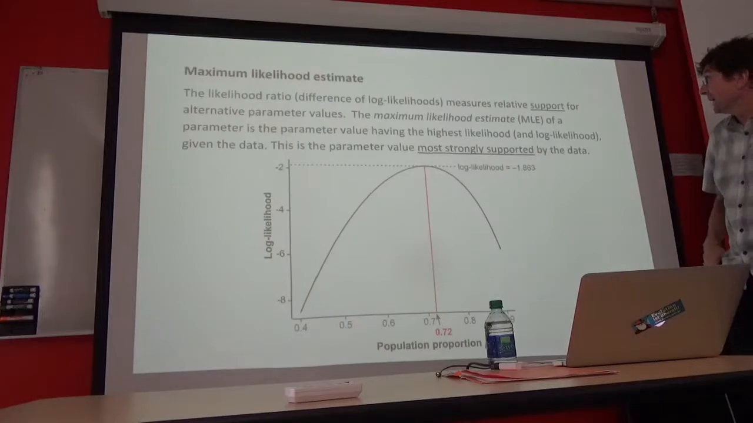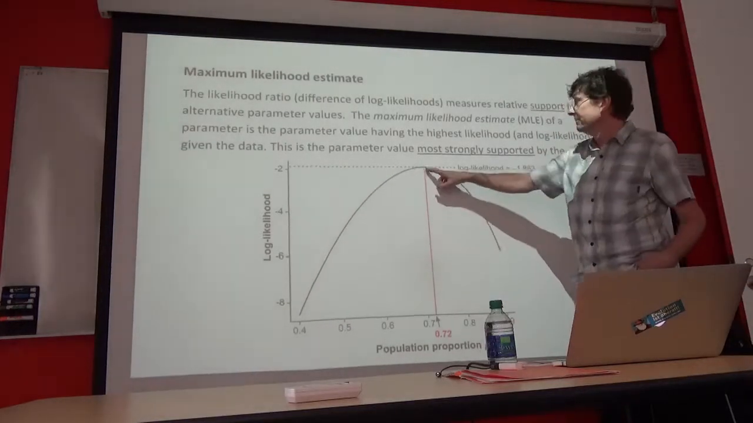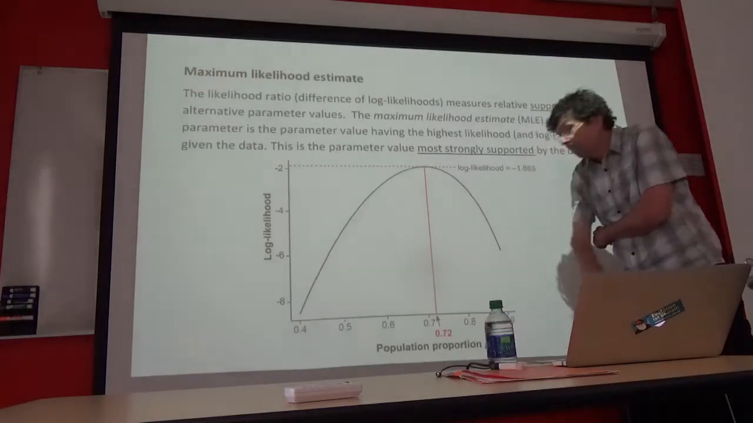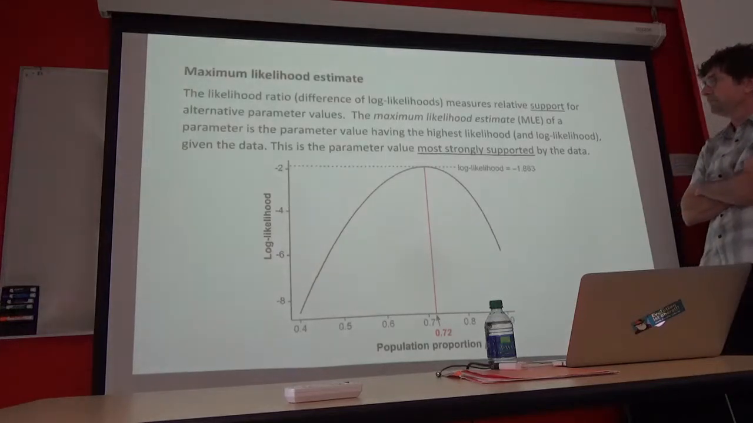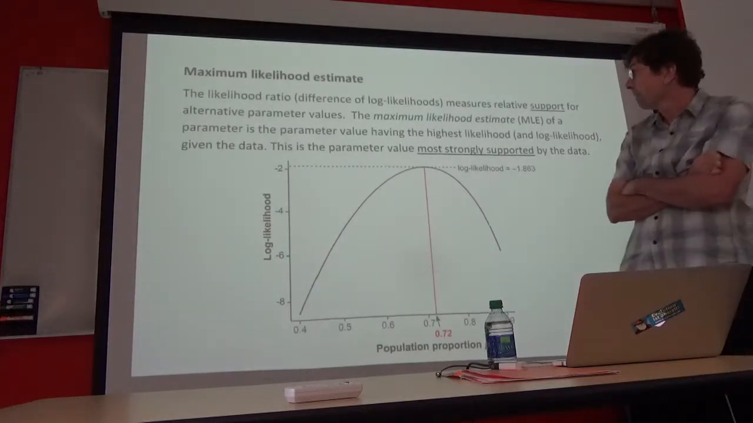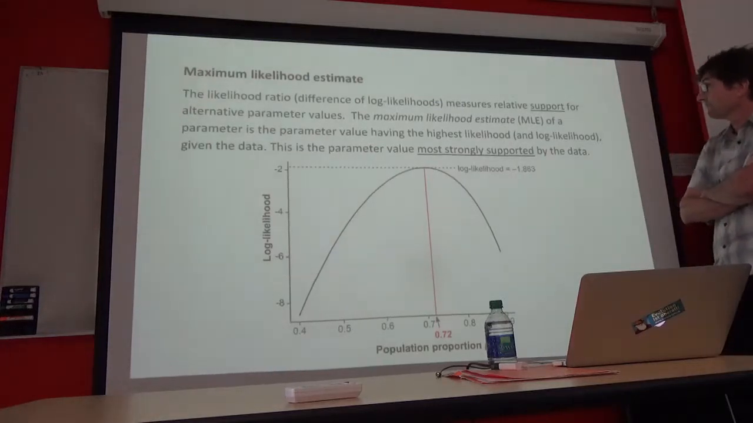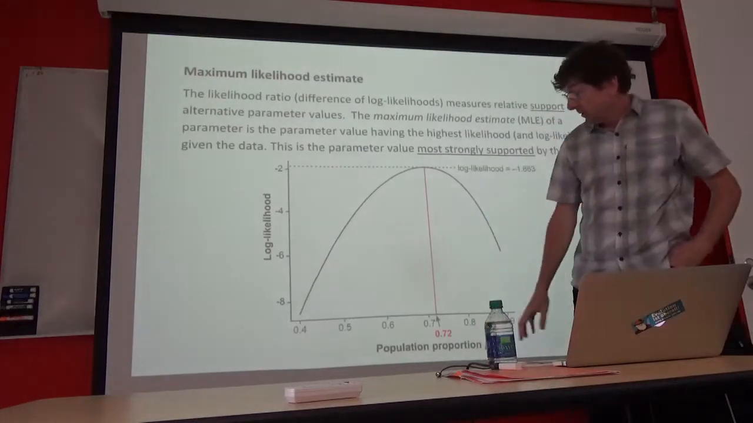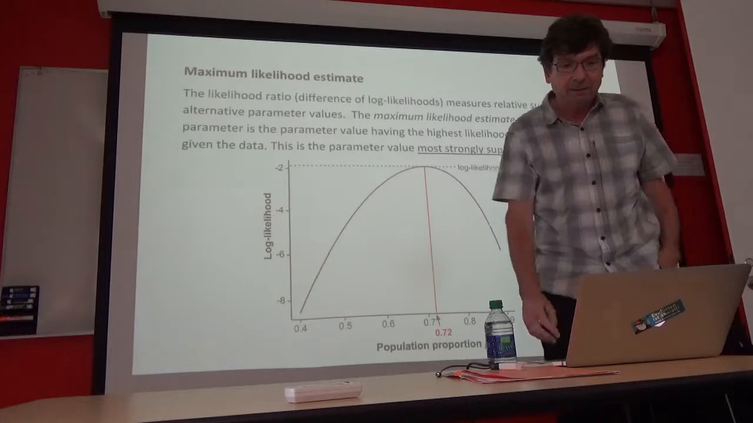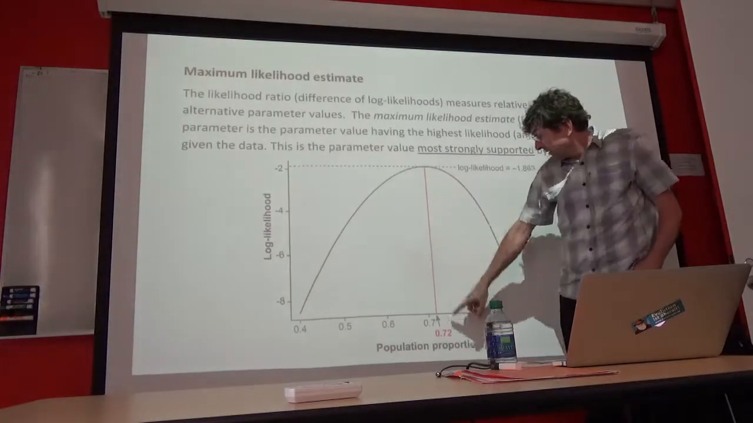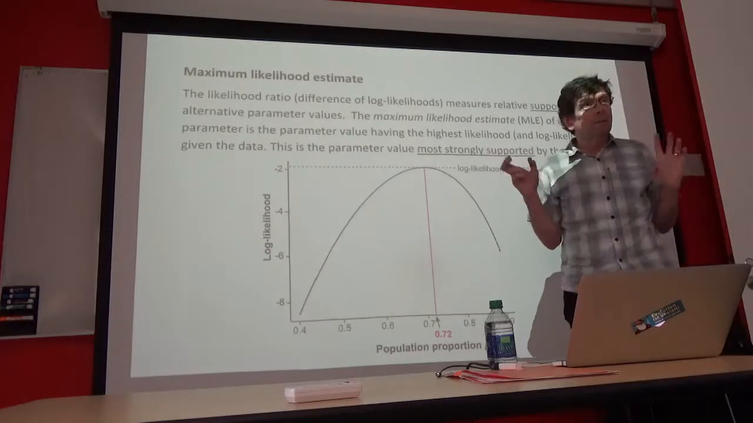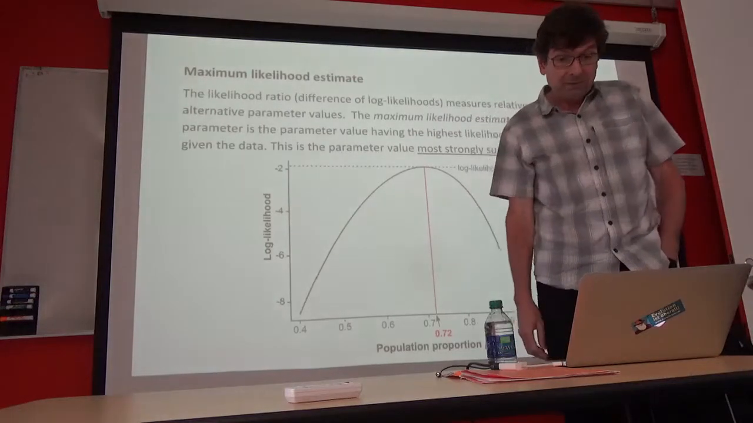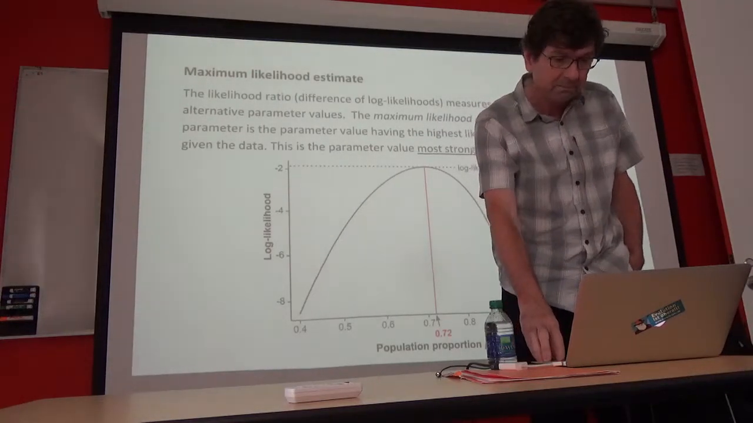So the maximum likelihood estimate is the parameter value having the highest likelihood and highest log likelihood given the data. And in this case, that's 0.72. So that's how I found it in R. I just sort of ground through all of the possible values, and we're going to do this in the workshop this week. And so this value, 0.72, is described as the maximum likelihood estimate, or MLE. And it's considered the parameter value most strongly supported by the data, and that's why it is our point estimate.